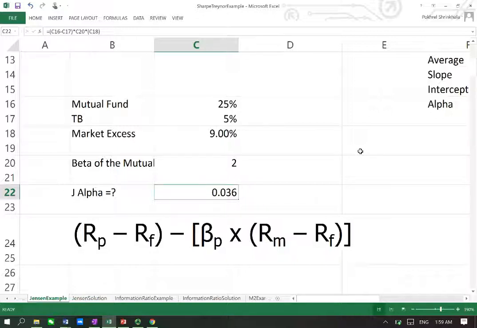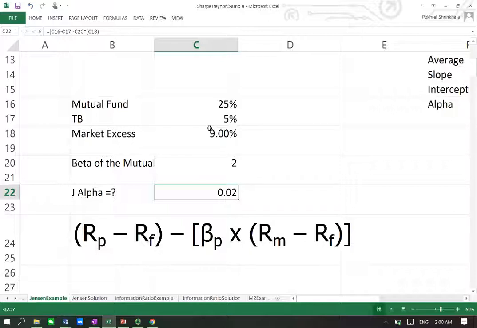0.036. Let me check what we've done. The beta of the mutual fund is 2, and therefore this is it, but I didn't put the minus sign. So now I get the Jensen Alpha for this particular example.